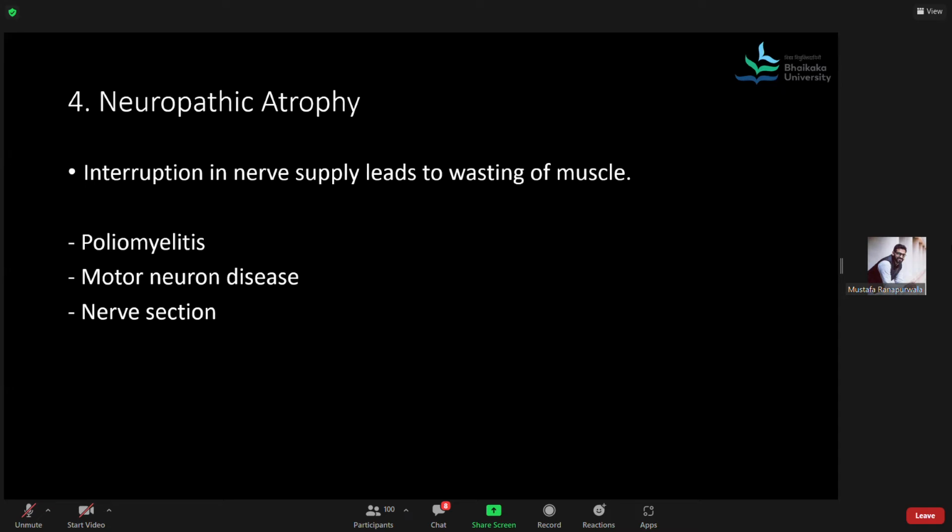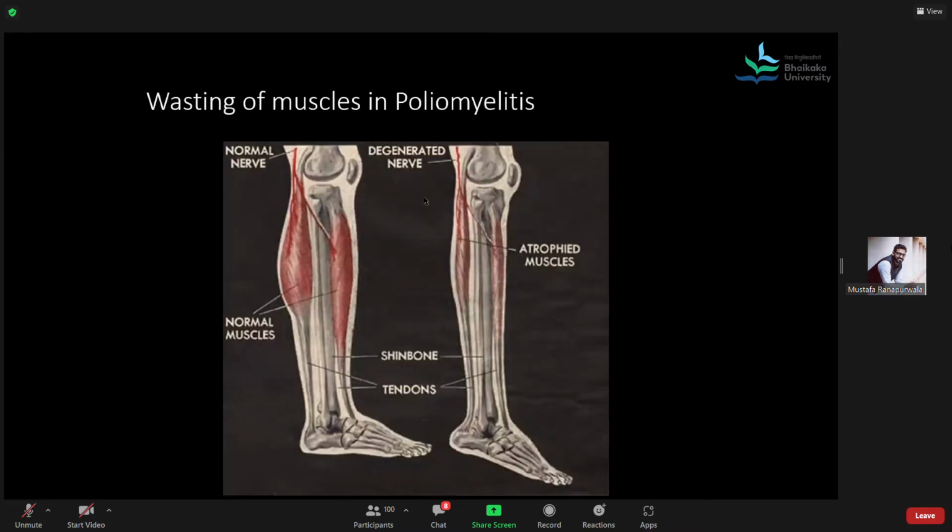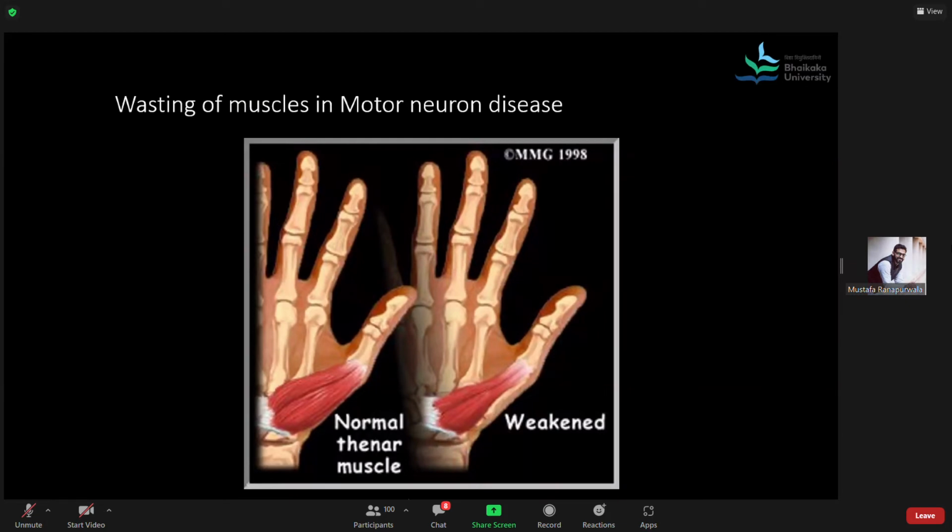So neuropathic atrophy is again a common mechanism that leads to a lot of wasting of skeletal muscles, right? Okay, this is the classic thing that happens with poliomyelitis, right? Because of that infection of the neurons, you have this ascending flaccid paralysis. The same thing happens with motor neuron diseases.